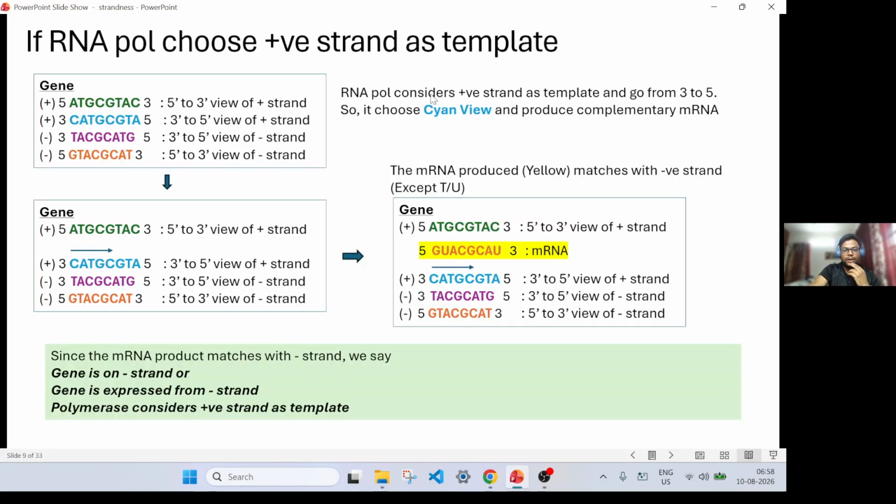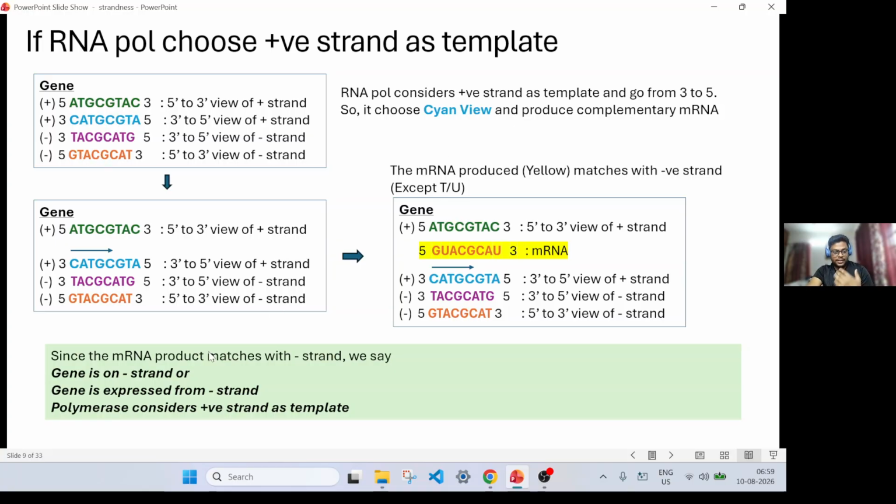Same example, but now, as I said, RNA polymerase will consider the positive strand as a template. So here, the positive strand, and RNA polymerase goes from 3' to 5', right? So it will choose this cyan color as a template, and it will go from here to here. Whatever mRNA we get will be complementary to the cyan one. So we take the opposite: G, A, U, T, A, G, C, like that. So the mRNA you got is like GUA, CG, C. Now you just take this one and compare it with this one. Which one is it matching? It is matching with this view, which is why I've given the orange color. That means this particular mRNA exactly matches with the negative strand.